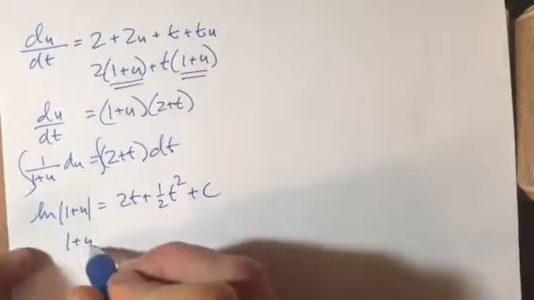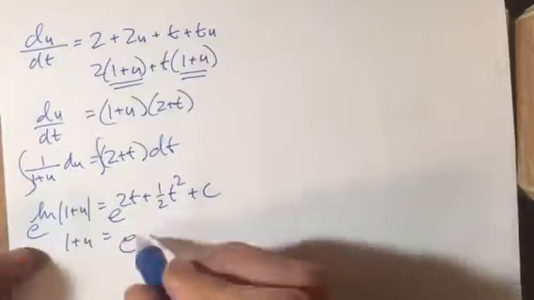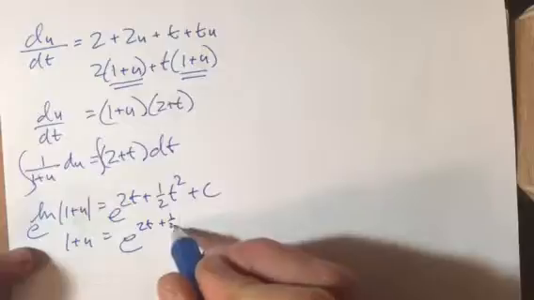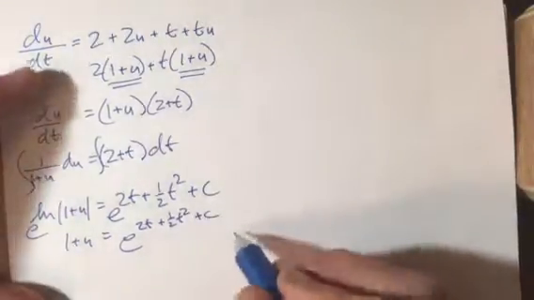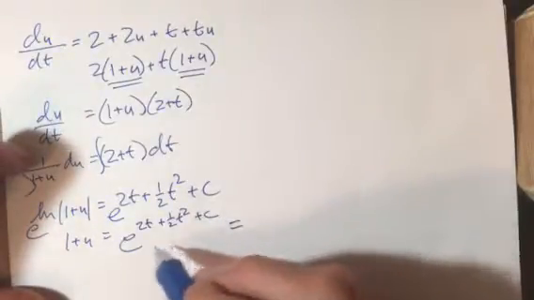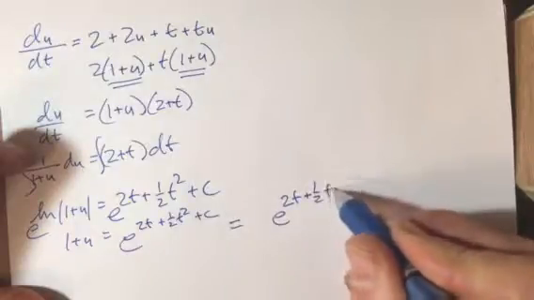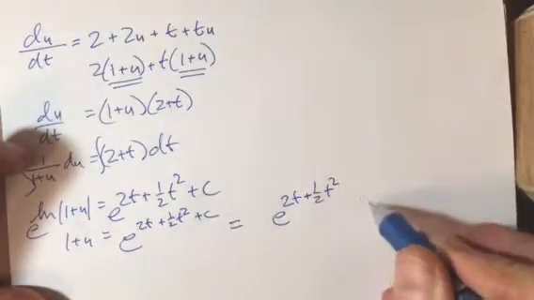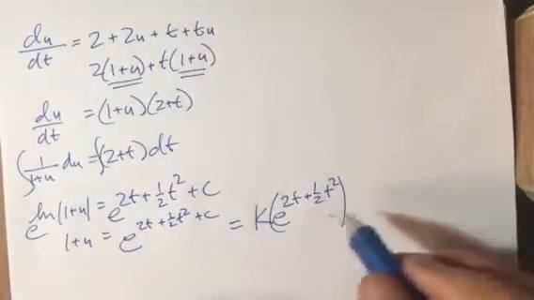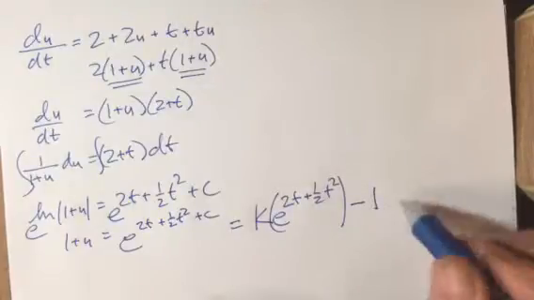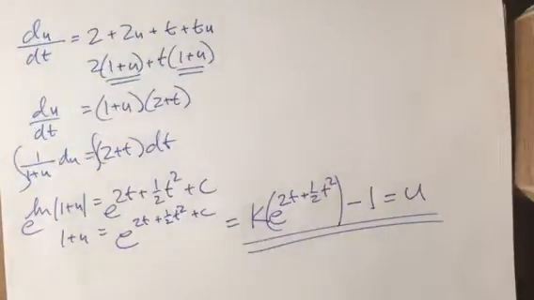So 1 plus u equals e raised to that power, 2t plus 1/2 t squared, and then plus c. Well, you're just going to say that's the same as e to the 2t plus 1/2 t squared times e to the c. Well, e to the c is a constant, so I think pulling that out front makes sense. And then if we subtract 1, that'll be equal to u. So maybe that's the best way to write that answer. All right, there you go. Good luck.